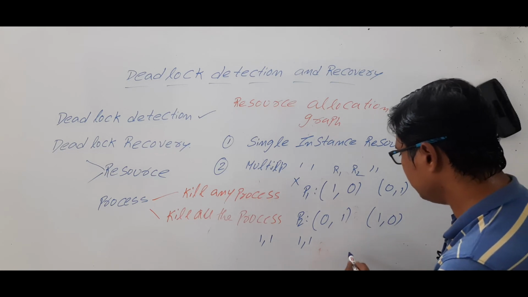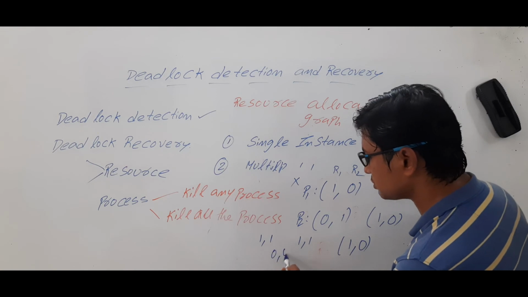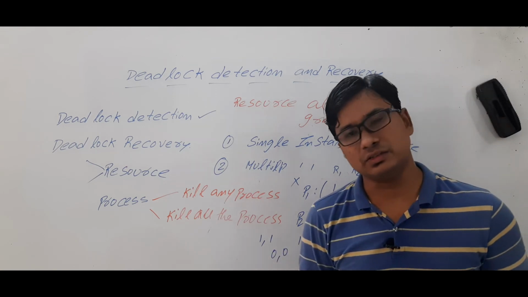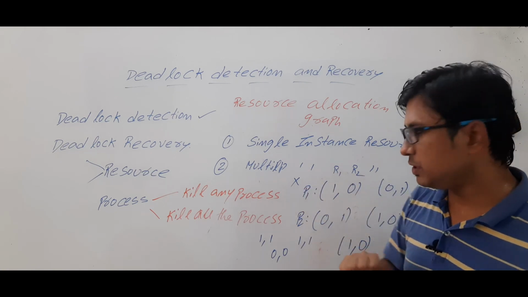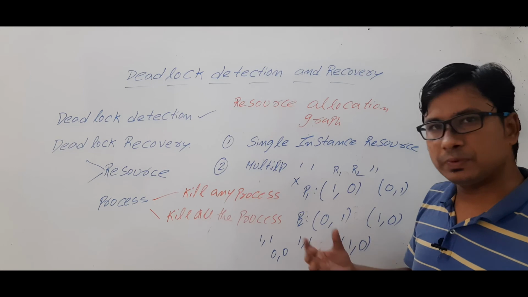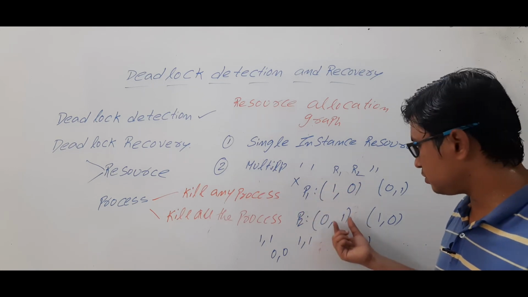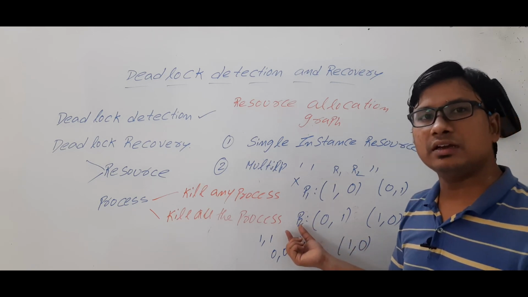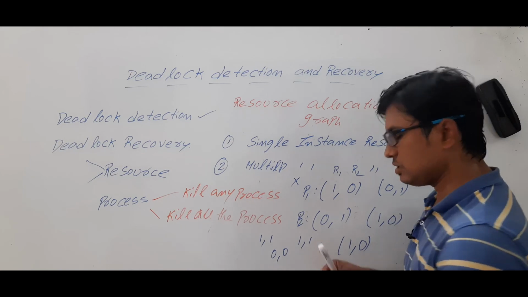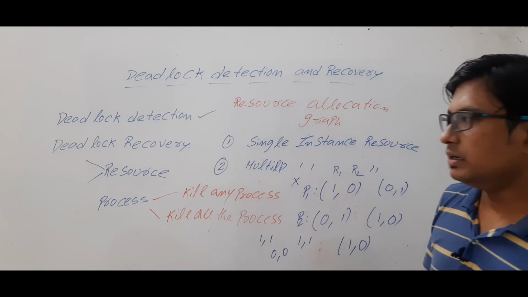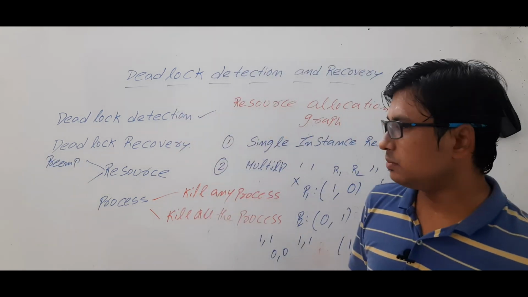If process P1 was preempted, then what will be the current availability? The current availability will be 1 0. Am I right or wrong? Previously the availability was 0 0. We don't have either resource R1 or resource R2. Let's take that the CPU has forcefully preempted the resource from process P1. Then the current availability is 1 0. With this availability we can allocate the resources to process P2, and process P2 will complete its task. So like this we can recover from the deadlock. So one strategy is to preempt the resources. Is it clear? Are you able to understand?